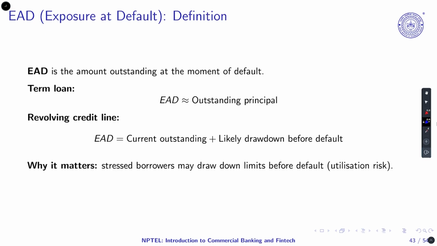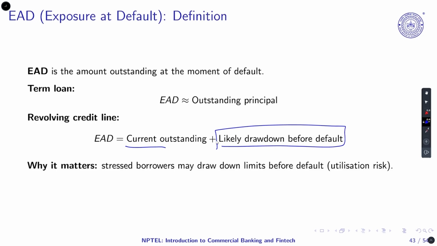What is the outstanding amount? So, EAD is basically the outstanding principal that the loan has, and for a revolving credit line it is the current outstanding plus the likely drawdown before default, right? How much was the maximum and coming down. So this is what matters, and it also matters because it helps you understand how much the bank experienced the default on the total exposure.